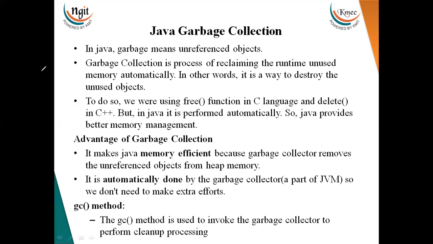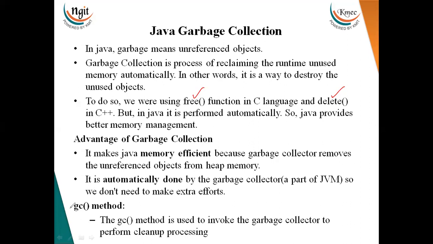Sir, before Java, how did we deallocate the memory of unused objects? For that purpose, in C language, we used the free function. In C++, we used the delete function. So they are not performed automatically. We need to explicitly call the free and delete functions. When it comes to Java, garbage collection is done automatically. The advantage with garbage collection is it utilizes the memory very efficiently because it removes the unused objects automatically from the heap memory. This is one advantage, and since it is done automatically, we need not make any extra effort. These are the two advantages of garbage collection.